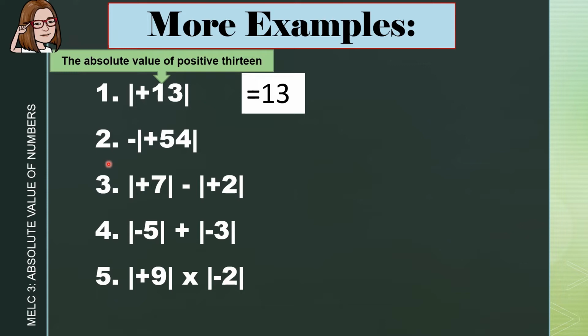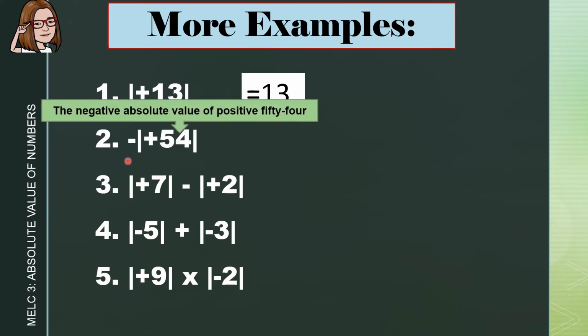For number 2, this is the negative absolute value of positive 54. Okay, again, the negative absolute value of positive 54. So you know that the absolute value of 54 is 54. But this is a special case. There is a negative sign outside, so you just have to copy the negative sign. So what will be the answer? Yes, it's negative 54.